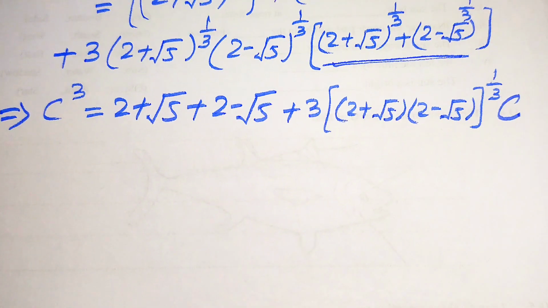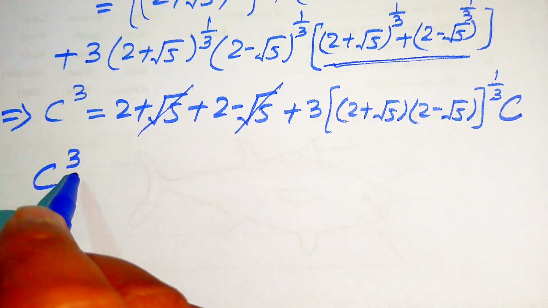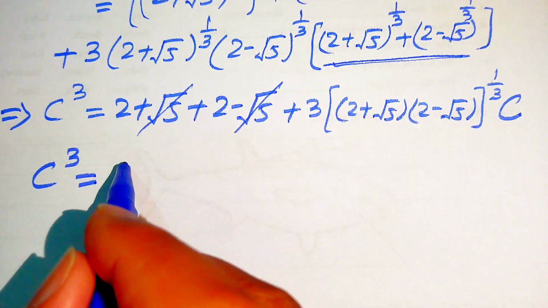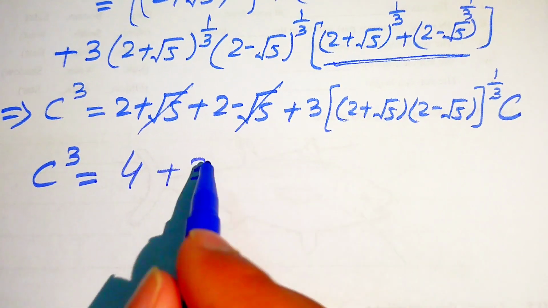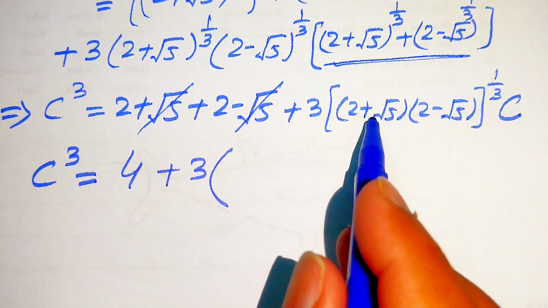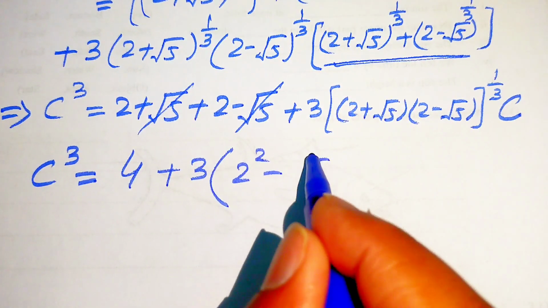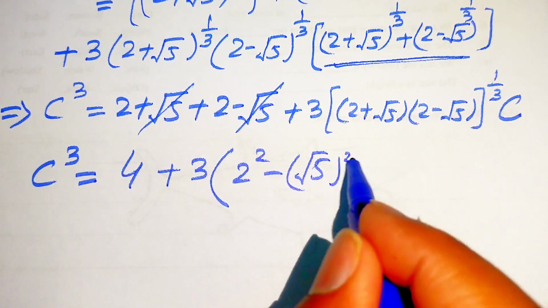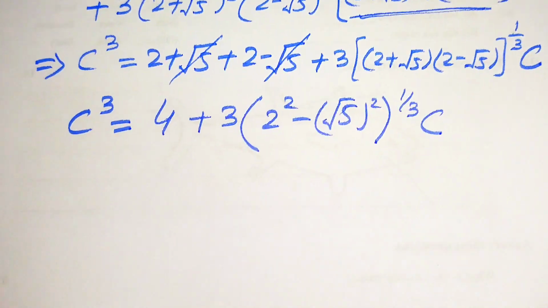Okay, so now here further we need more simplification. This negative and positive term are cancelled out by each other and we get c cubed equals to 2 plus 2 is 4 and plus 3 times of, here we can apply again the algebraic formula. This will be written as 2 square minus square root of 5 whole square and its exponent is 1 over 3 into c.